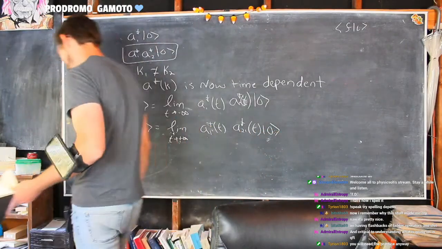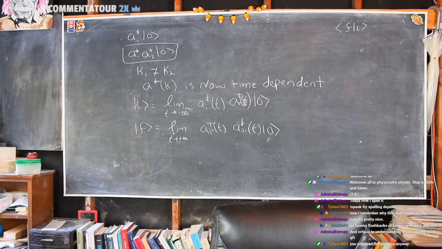But it's the same thing, right? Some final state where now we're creating the particles 1 prime and 2 prime at some positive infinity of time, okay?